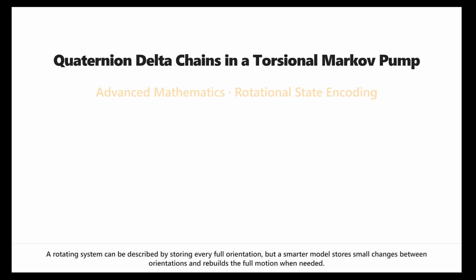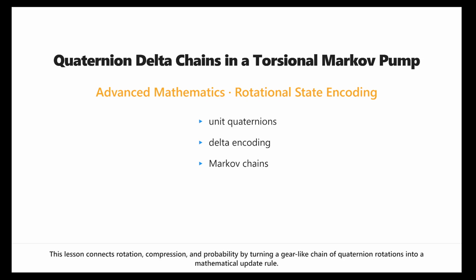A rotating system can be described by storing every full orientation, but a smarter model stores small changes between orientations and rebuilds the full motion when needed. This lesson connects rotation, compression, and probability by turning a gear-like chain of quaternion rotations into a mathematical update rule. The goal is to make the proposed pump idea precise enough to see what the equations can represent and what conditions would be needed for stable motion.